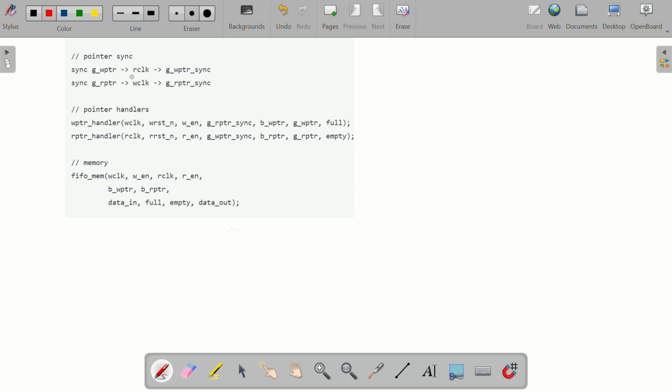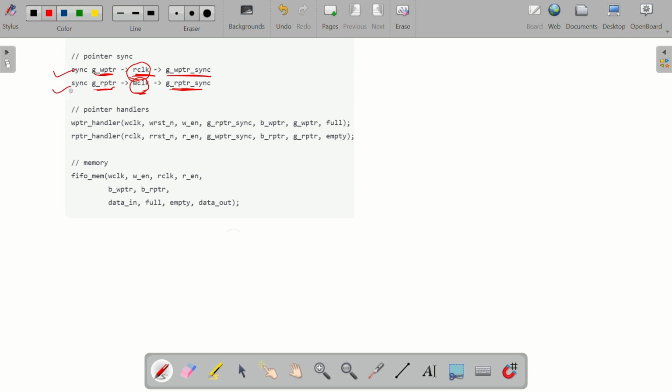top module, where there are 2 synchronizers that I need to use because your write pointer information has to be passed to your read domain. So the gray write pointer is passed through the synchronizers, that is, it is synchronized with respect to your read clock domain, and you obtain the synchronized write pointer. Similarly, your read pointer has to be passed to the write domain in order to calculate the full flag. So with respect to the write clock, the read pointer is synchronized using the 2 synchronizers, and you obtain the synchronized read pointer. So this is the pointer synchronization.